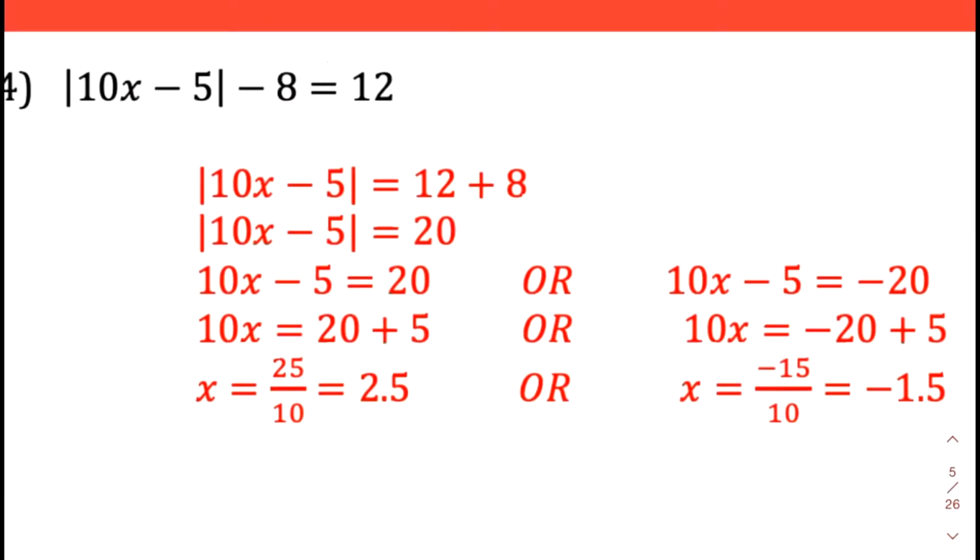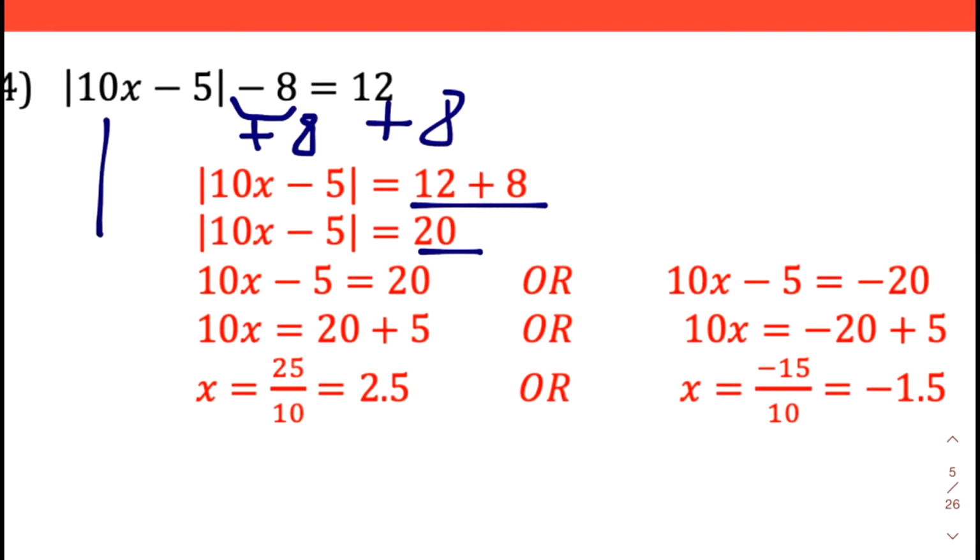The next one, solving absolute value equations. As you can see, I just explained the answer here. You have -8, you have to do +8. That's the first thing you have to do. And that's why you get here 12 + 8, which is exactly 20. The only step I have done here from here to here is just +8 and simplify.